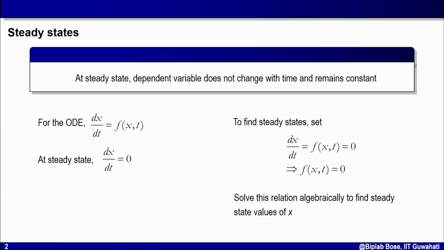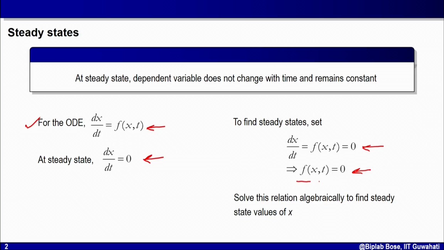To get that steady state, mathematically, suppose the system is represented by an ODE as given here in the slide, dx/dt is equal to a function of x and t. By definition, at a steady state, dx/dt will be 0. As dx/dt is 0, that means x is not changing with time. To find the value of x for which we have steady state, as we have discussed earlier, we set dx/dt equal to 0. That means f(x, t) is equal to 0. This is coming from the ODE that has been defined here.